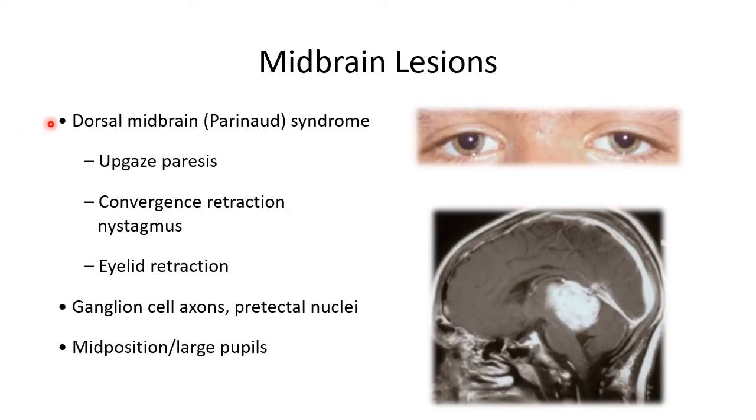So here's an example of dorsal midbrain syndrome with mid-position pupils, which are unreactive to light but will react to near. The patient also has upgaze paresis, convergence retraction nystagmus, and eyelid retraction. This is due to compression of the ganglion cell axons involving the pretectal nuclei. Here's an example of a patient with a large pineal region tumor with pupillary light near dissociation.